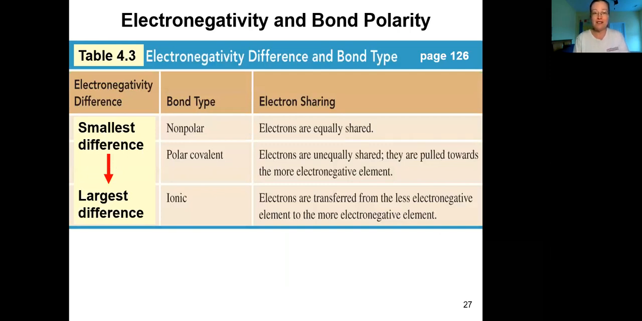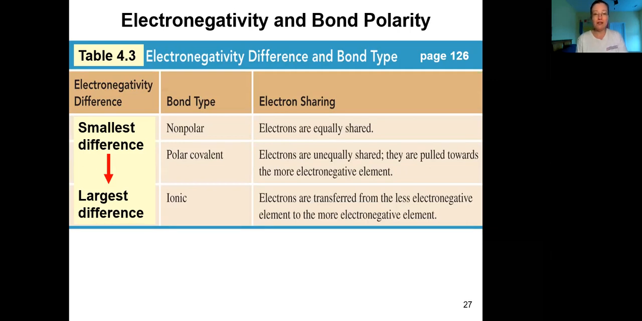On page 126, table 4.3, they use actual numbers. What I want you to realize, because I don't want you to have to memorize or even look at the electronegativity diagram again, is that I think just being able to look at a periodic table is enough. What I need you to know is if we have the smallest difference between the electronegativities, again, that's going to be between identical atoms or between carbon and hydrogen, the electrons are equally shared and they are nonpolar bonds.